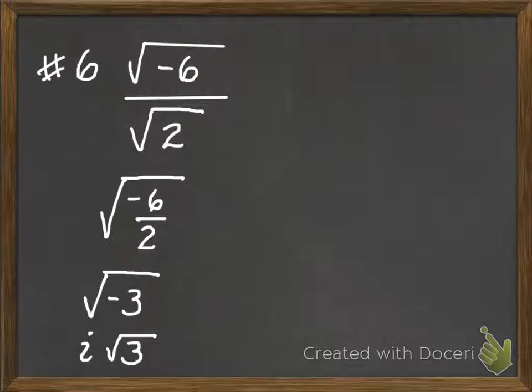So we want the radicand under the radical sign to be positive. And we took the square root of negative 1 outside and called it i. i is our imaginary number.